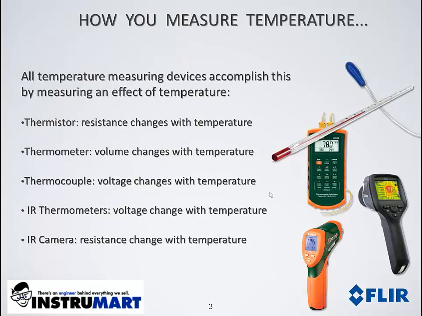A thermometer measures changes in volume associated with changes in temperature. A thermocouple measures changes in voltage associated with changes in temperature. An IR thermometer or spot pyrometer also measures changes in voltage associated with changes in temperature. And an infrared camera, more specifically the infrared camera I will refer to in today's webinar, measures changes in resistance associated with changes in temperature.